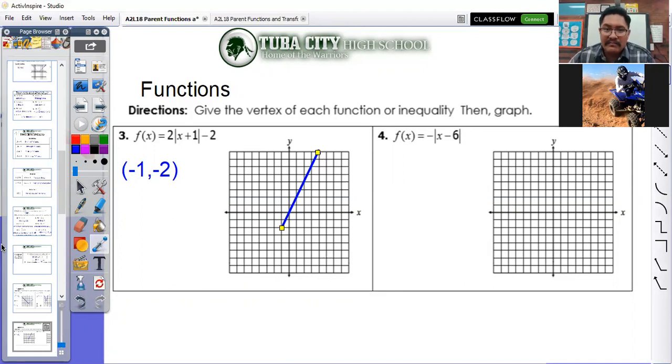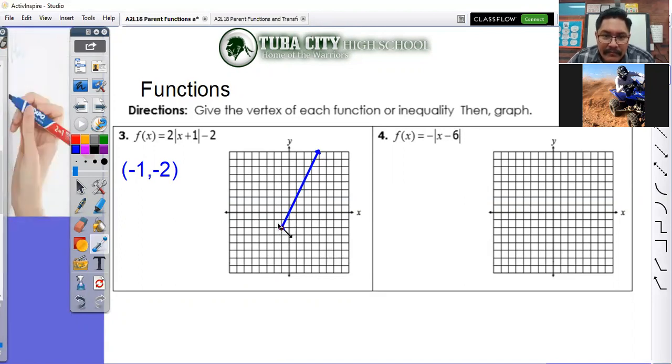Let's go ahead and work on the other side. Again, all we have to do is match the slope in the opposite direction. So back 1, up 1, back 1, up 1, back 1, up 1. There we go. Again, see how easy that was? It shouldn't really be that tough.